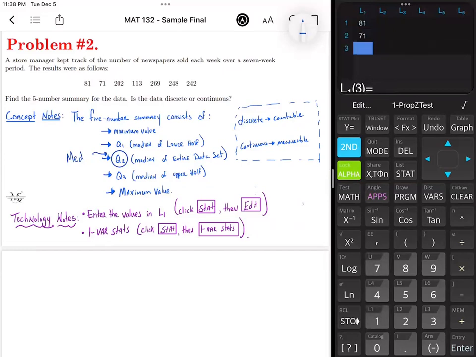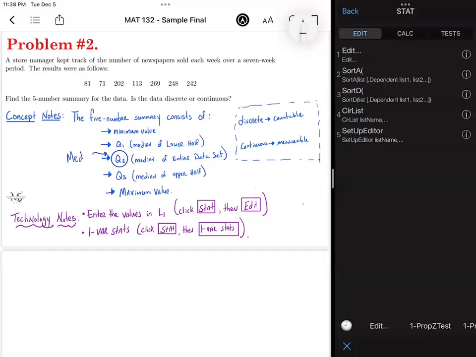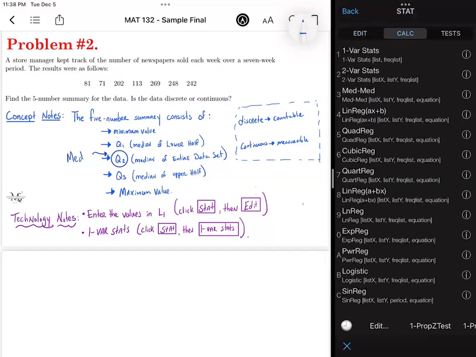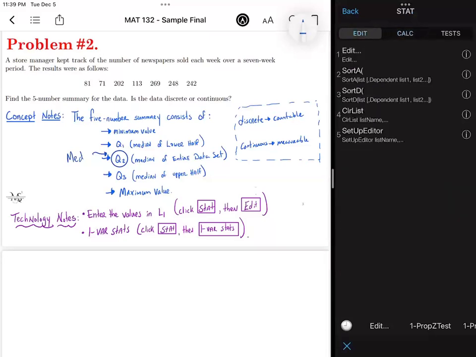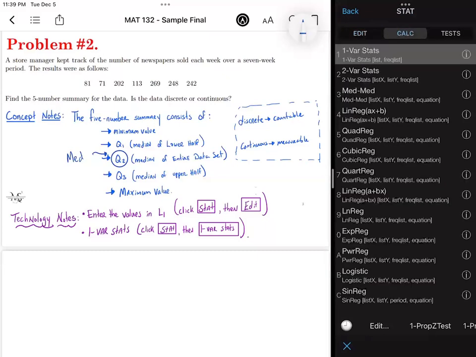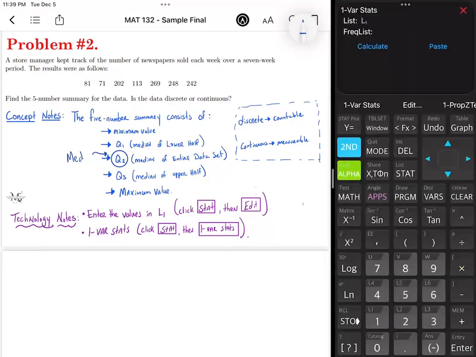So 81, 71, 202, 113, 269, 248, and lastly 242. Okay, so the 7 values are listed. You would have to click stat again, go to calc, and then click the one var stat, right? So after you hit stat, you make sure you click calc, then one var stat. And then your list will be from L1, so you would enter it if you have to. In my case, I do second 1 to get L1. The frequency list, you leave it blank, and then you hit calculate.